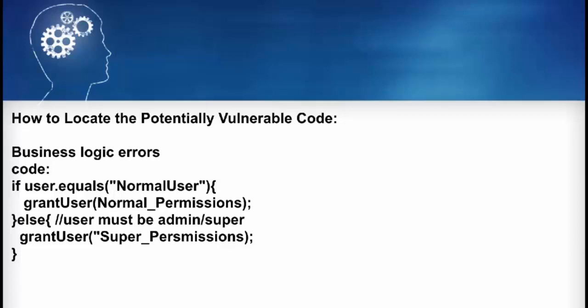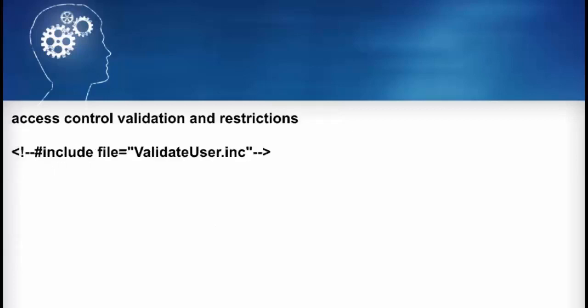Here in code you can see, if user equals normal user, grant normal permission, else the user must be admin or super user. Authorization is usually performed using include files that contain access control, validation, and restriction. So usually we'll look for something like include file validate user.inc.